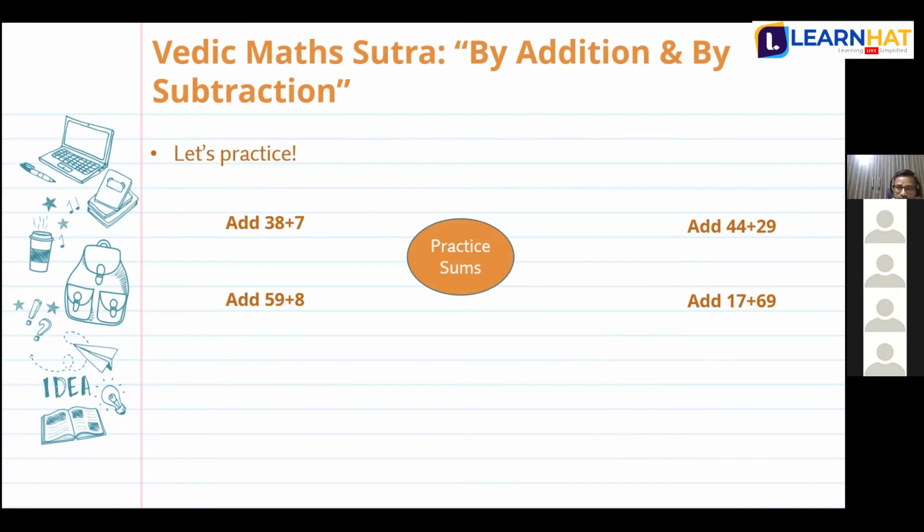Good, Himangi. Who's next? So you can try the other 2 digit number, 17 plus 69 or 44 plus 29. Just keep solving it so that you don't forget this concept. You can apply it in your academics also. Who's next?